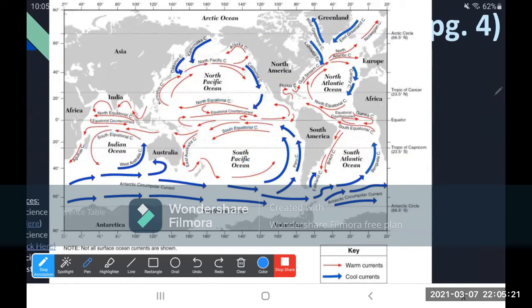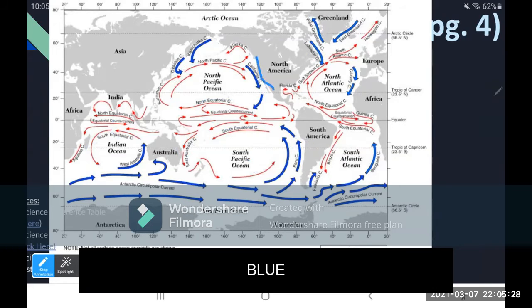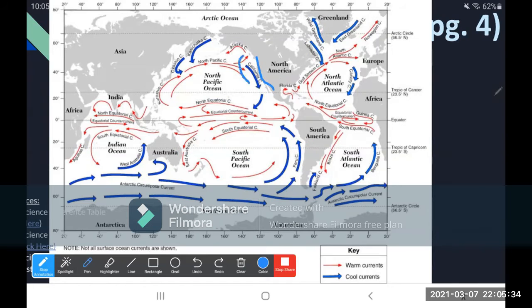Now, let's take a look, for example, at North America, Western North America, where California is, right here where I indicated in yellow. Right next to California, there is a current, a cool current called the California current. And by the way, each one of these currents is named.